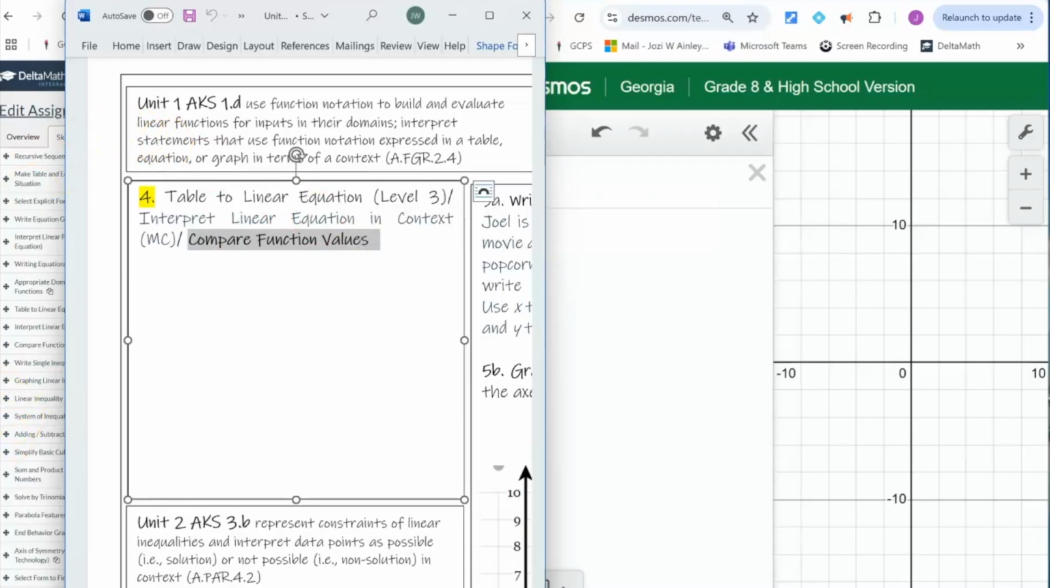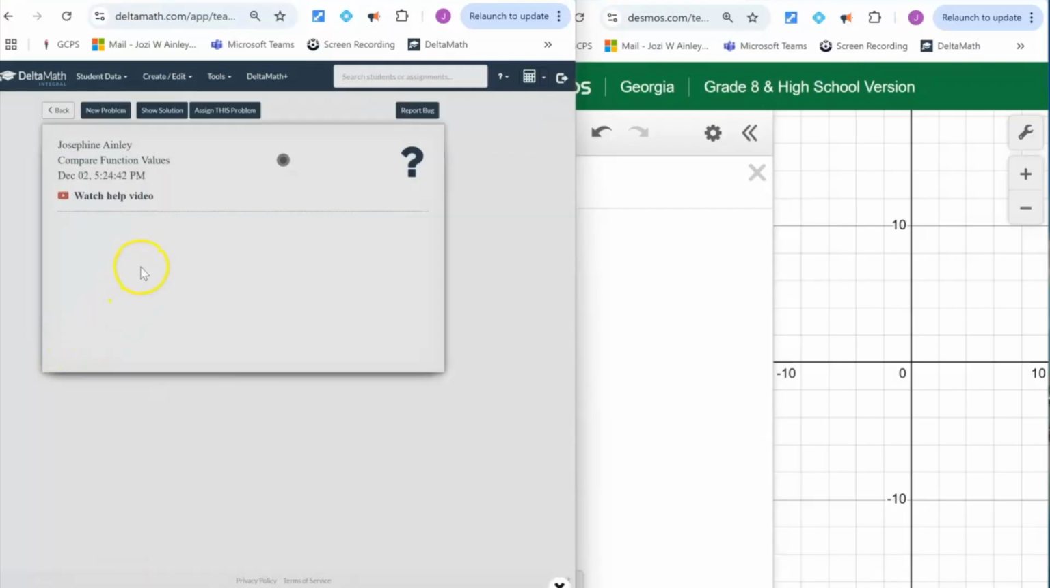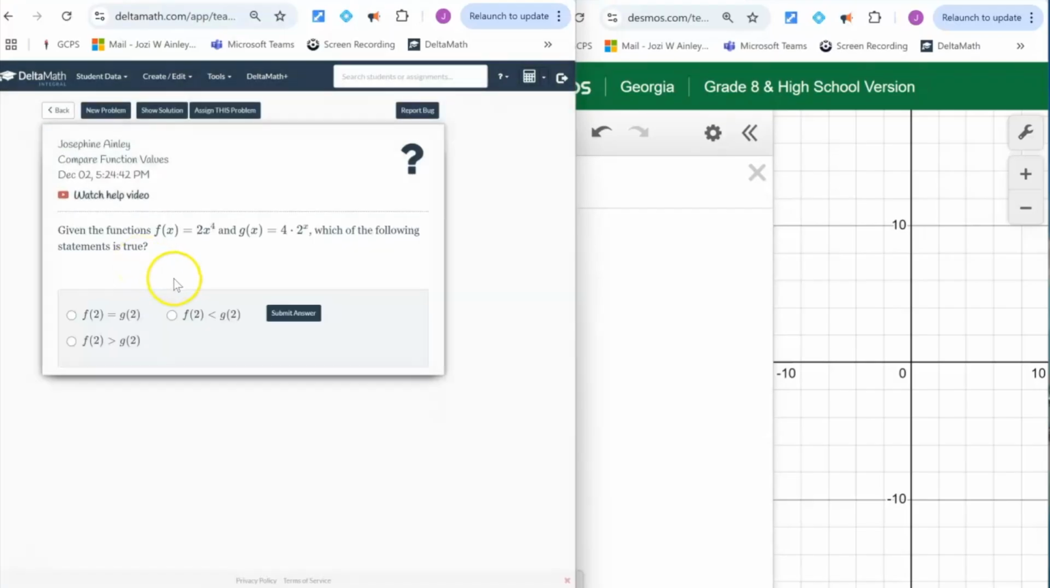Looks like I needed to get a question, so I'm going to come right into Delta Math, and I'm looking for compare function values. Here it is. So this will be the question that I go over. Again, your question is going to be different. We're comparing 2 functions: here's one function f and here's another function g. Which of the following statements is true?